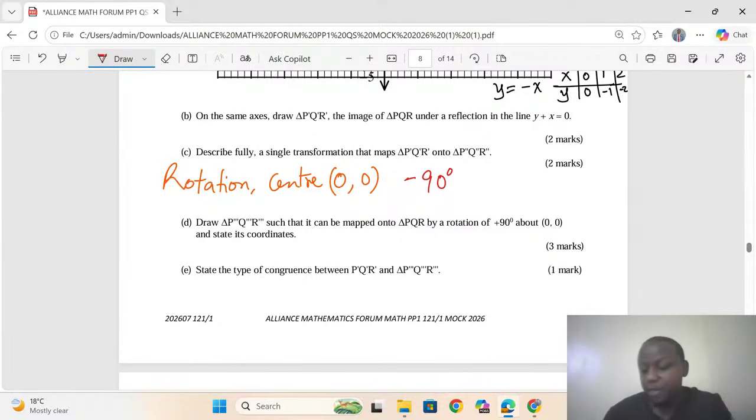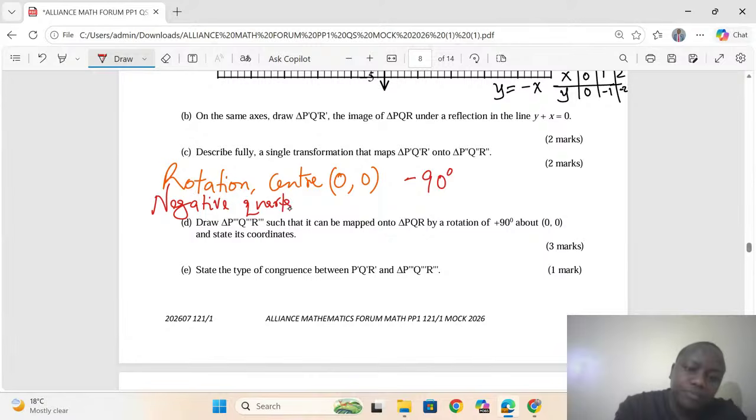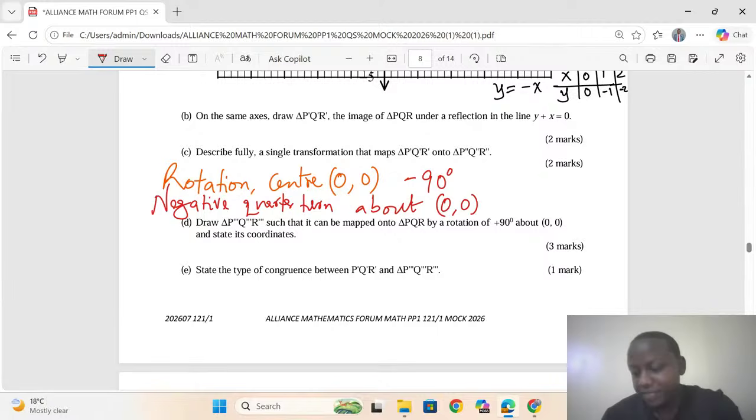Actually, the single transformation can be described using one word, a negative, sorry, because it's clockwise. A negative quarter turn. A negative quarter turn about 0, 0. That's simple. Quarter turn about 0, 0.